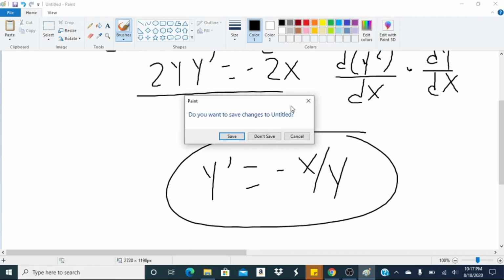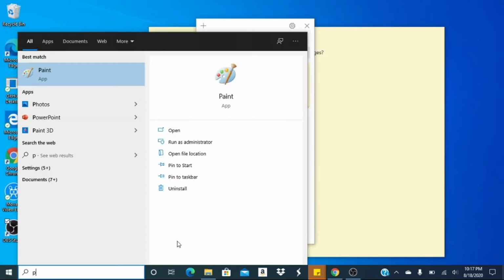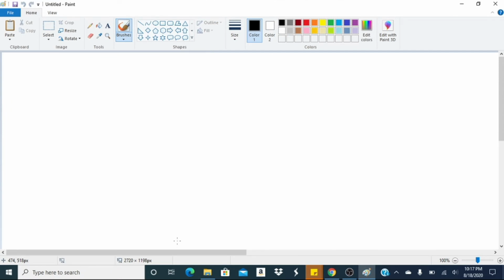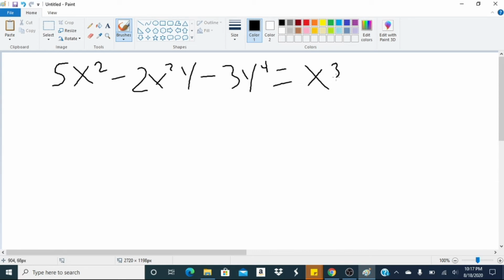Okay, so now we will move on to a problem that is a little bit more complicated. We are going to start off with a slightly longer equation. So it's going to be 5x squared minus 2x squared y minus 3y to the fourth equaling x cubed. So same thing as before, we are going to find the derivative of both sides.